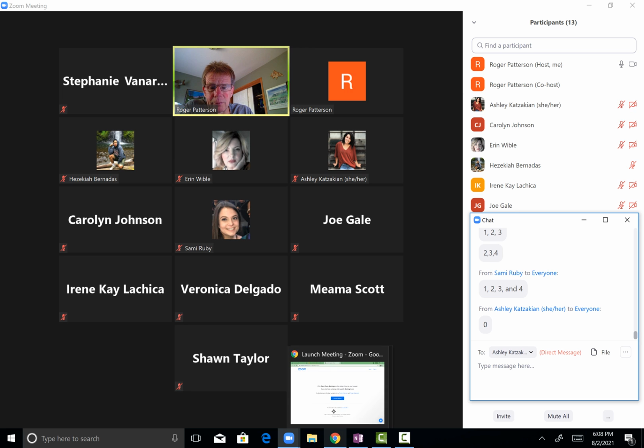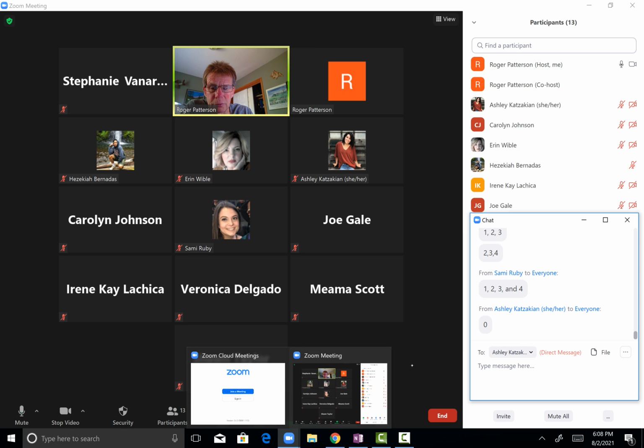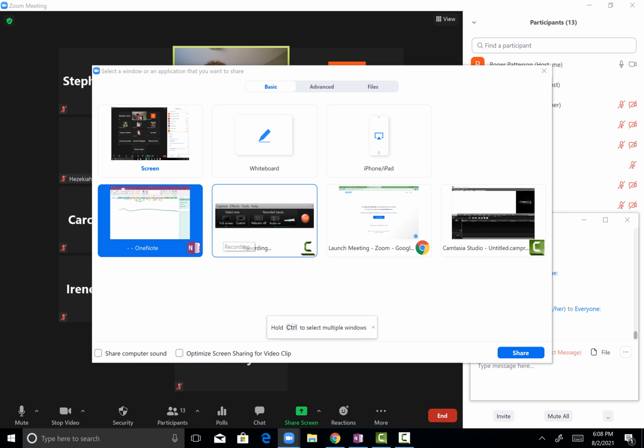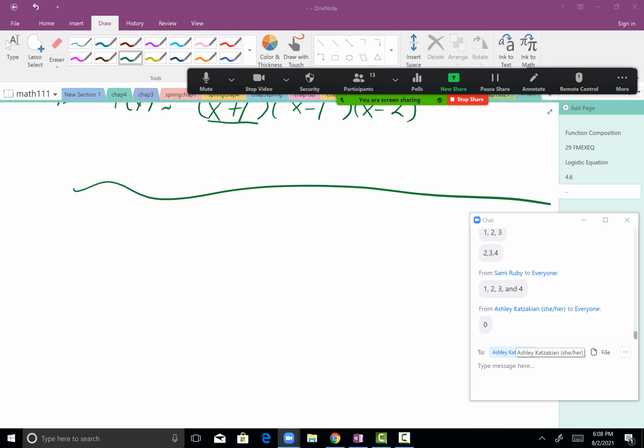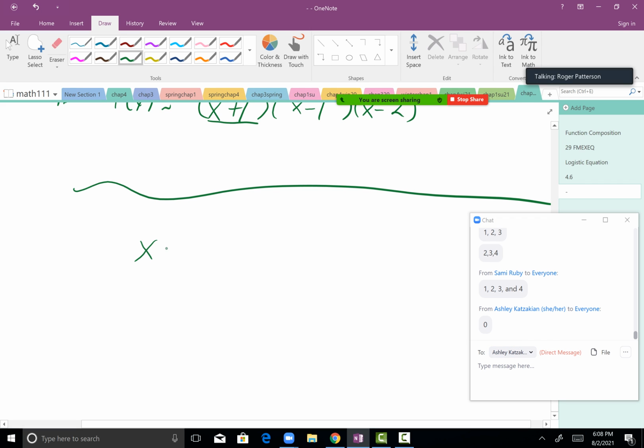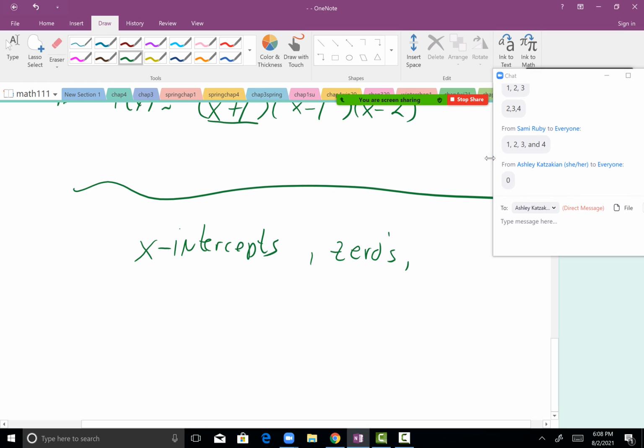So now here's where we're going with this. The first thing we want to buy into is that x-intercepts, zeros, roots, solutions are all pretty much the same thing.